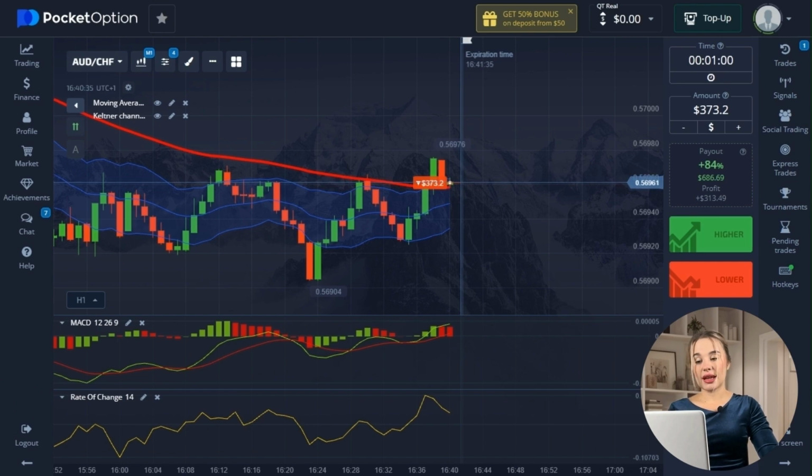So we discussed that half signals which worked for you before are better to avoid in a flat market. Don't rush and wait for maximum confirmations before opening a trade. Don't rush is a golden rule here.